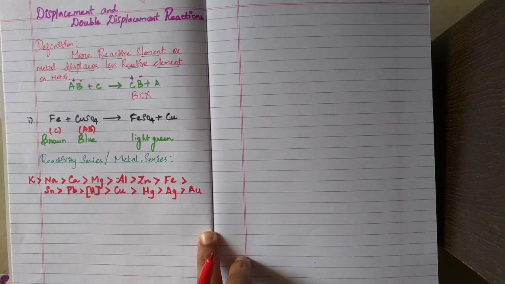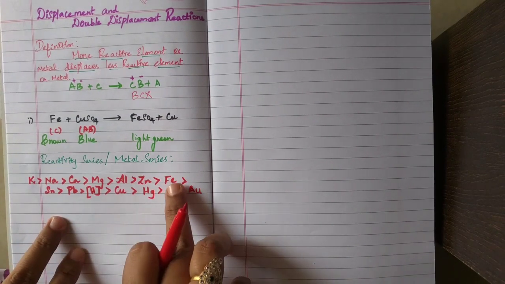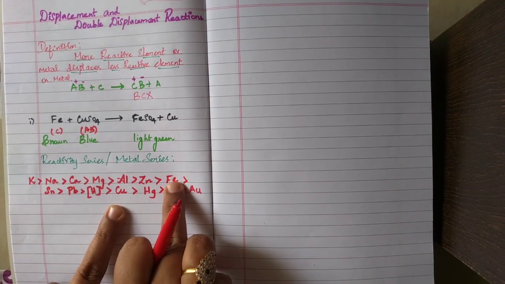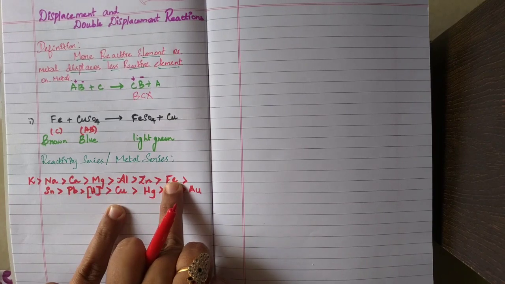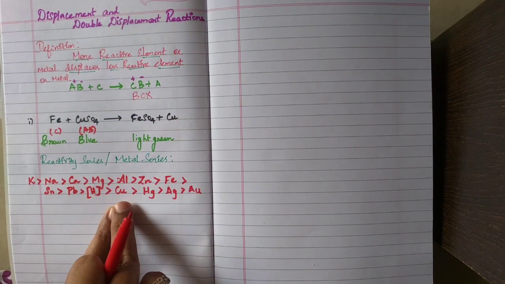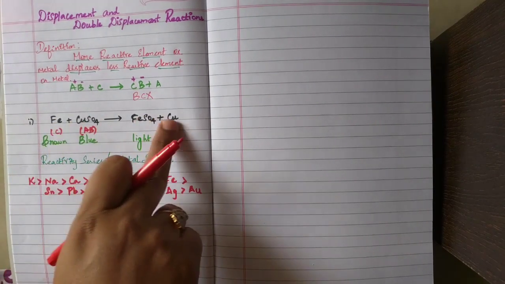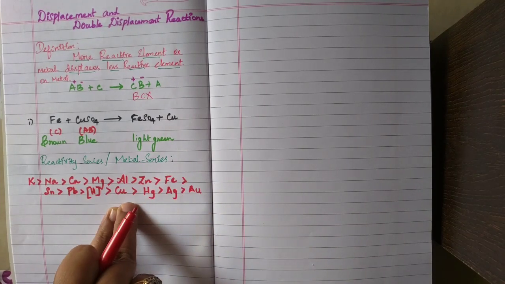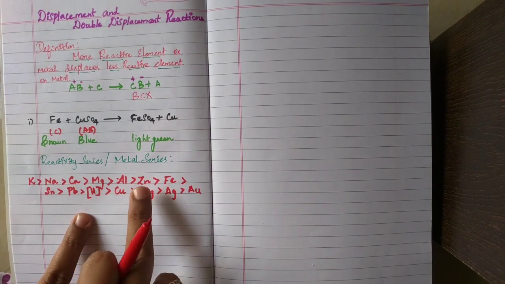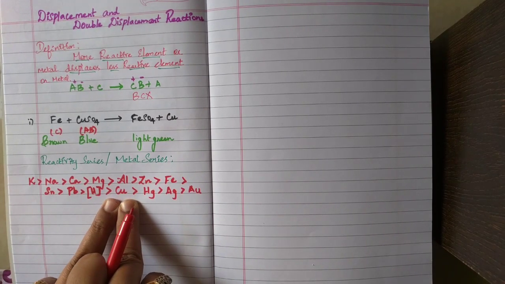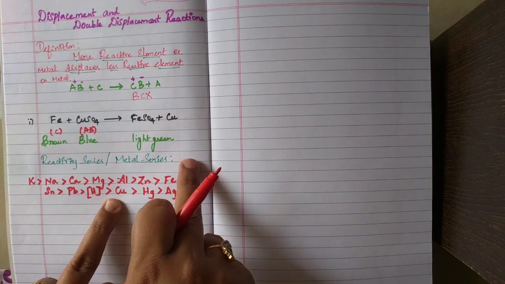Based on that only, displacement reactions will occur. See here, compare iron and copper places. Compared with copper, iron comes first. That means it is the more reactive metal. Only a more reactive metal displaces a less reactive one. Clear, students? If copper is there, this reaction will not occur. Copper will not displace iron because it is less reactive. Like that, if you compare aluminium and copper, with copper sulfate solution and aluminium, aluminium sulfate will form.